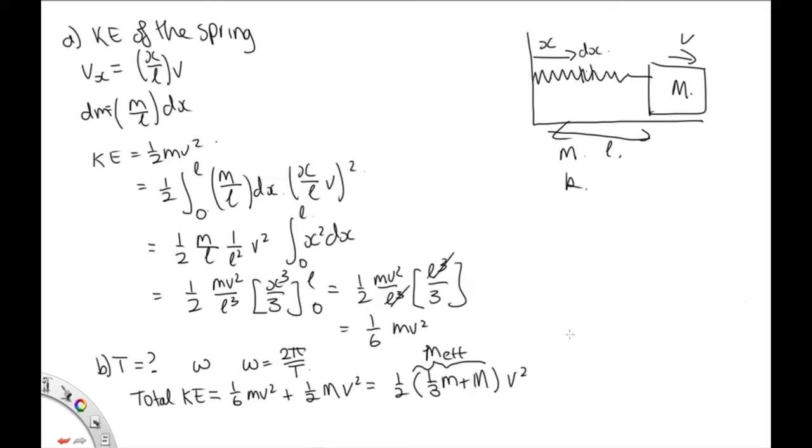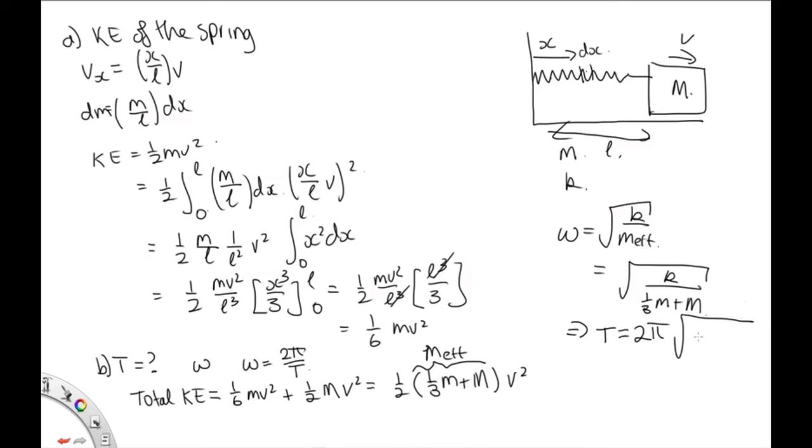And so omega is equal to root k over the effective mass, which is the square root of k over 1/3 little m plus big M. And so that tells us that the period T is equal to 2 pi times the inverse of this, which is big M plus 1/3 little m over k. And so that's the period for our system. That's how the mass of the spring affects it.